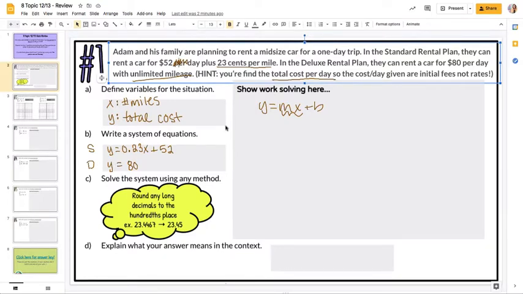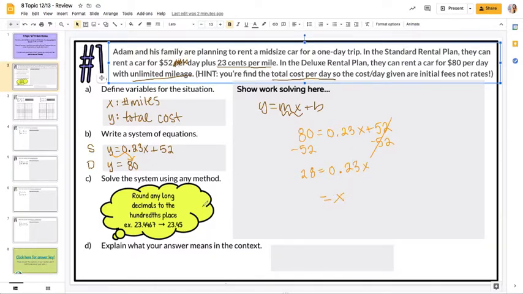All right, now it's time to solve these using any method. You can do whatever you want to do. When I have two things equal to y, that kind of tells me I probably want to use substitution. I already know that y is equal to 80, so that's pretty easy. So I'm just going to rewrite this as 80 is equal to 0.23x plus 52. And then we can just go through and solve this like we would solve any equation. We're subtracting 52 off of both sides to get 28 is equal to 0.23x. Then you're going to want to divide by 0.23.